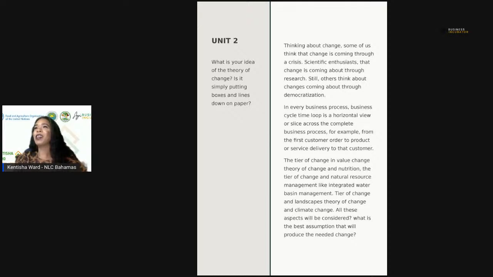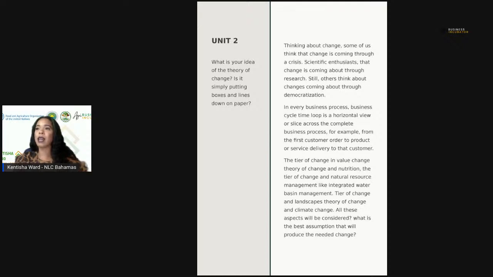Okay, so thinking about change. Some of us think that change is coming, and many of us know and have experienced that change comes through a crisis. Scientific enthusiasts know that change is coming about through research. Still, others think about change coming about through democratization.